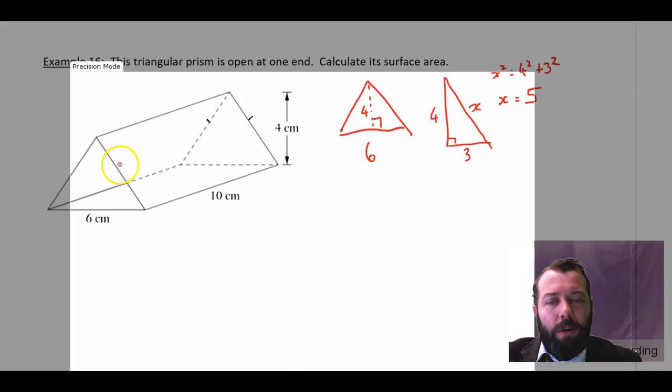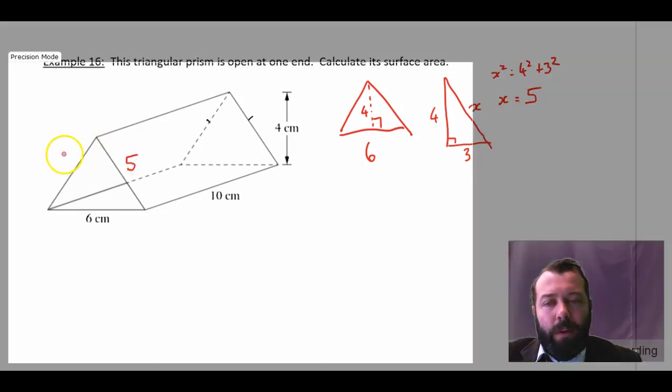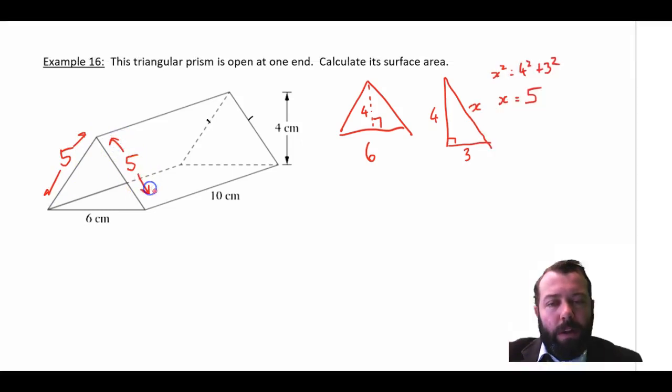So x equals 5, and you know what? I'm even going to write that on here. I'm going to say that's a 5 there, and over here as well. There's a 5 there. Okay, not a bad idea, once you've worked something out, to draw it on your diagram. Okay, we've done the working to do that.